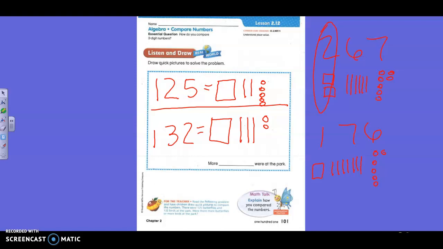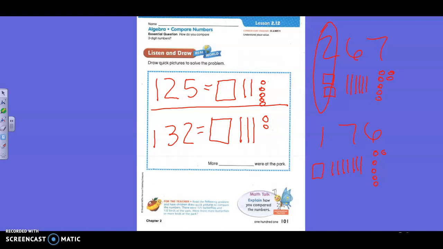Okay, look at this. How can we tell now which one should be greater? Can you look at the hundreds? Yes, you do look at the hundreds first. But the problem is they're the same. Right? So now we have to go to the next place, which is the tens.